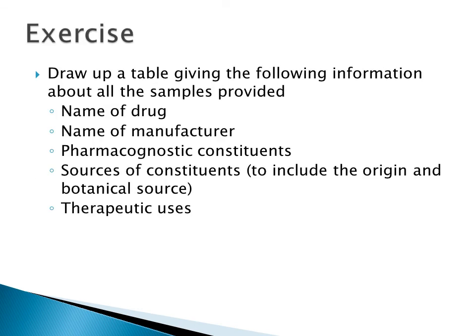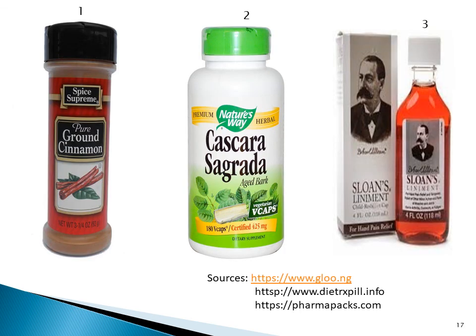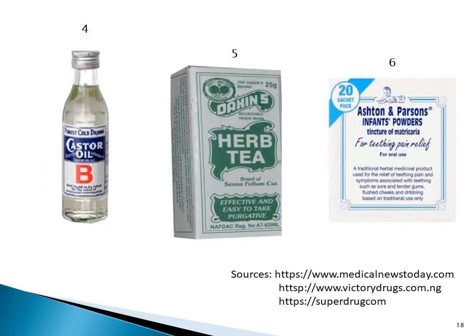So the exercise, you are expected to draw up a table that will provide the following information: the name of the drug, the name of the manufacturer, the pharmacognostic constituent, the sources of the constituent, and the therapeutic uses. So this table, you are expected to draw it and use the following products on the table. So you have your pure ground cinnamon, cascara sagrada, Sloan liniment, castor oil, Darkins herb tea, acid and persistent powder.